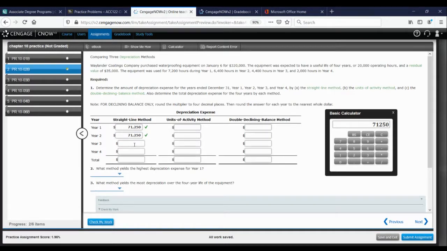In year 3, it's equal, 71,250, and in year 4, it's an equal amount of 71,250.